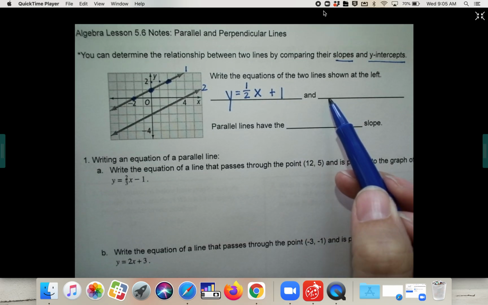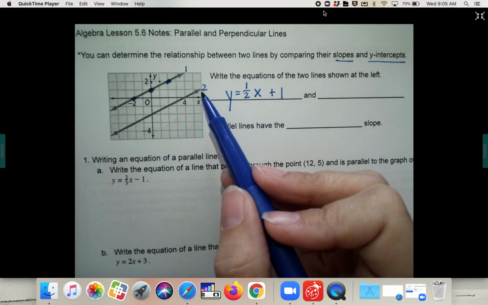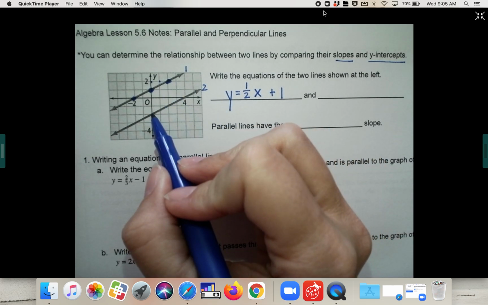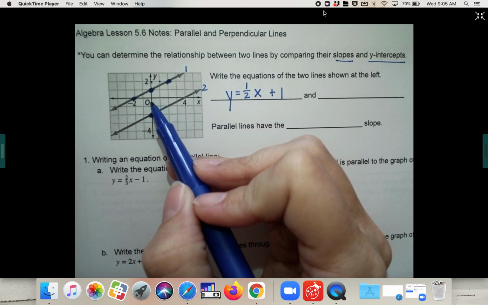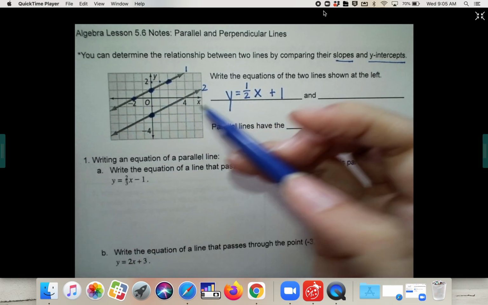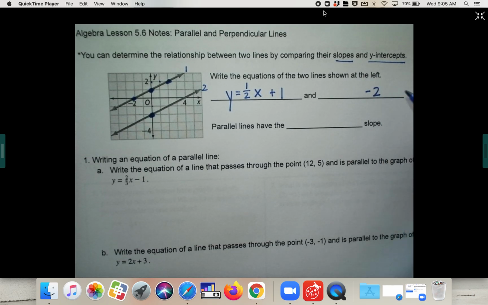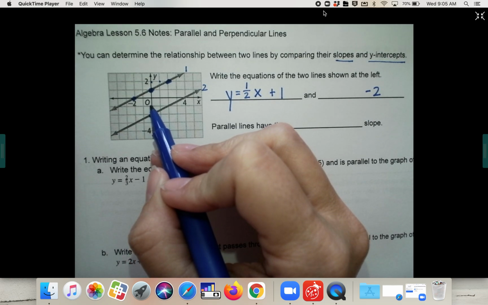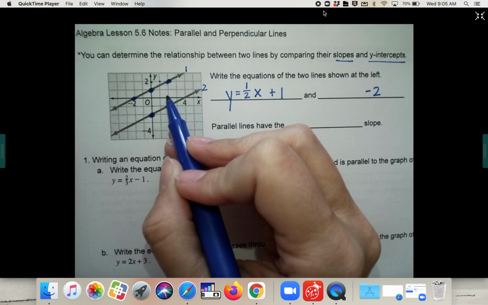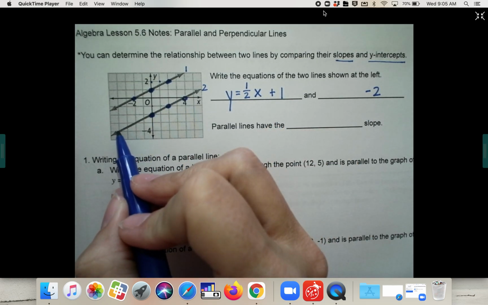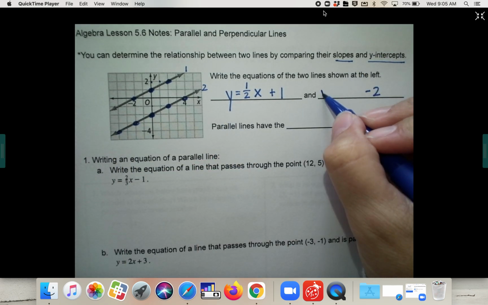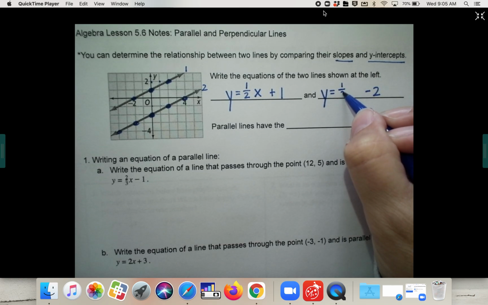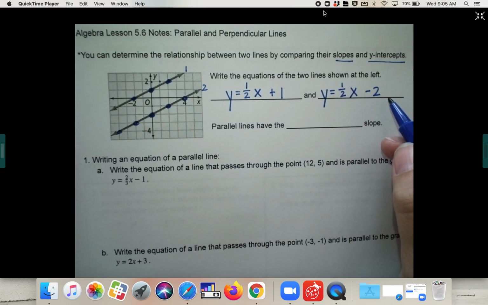Okay, let's look at the slope of our second line, the entire equation. It looks to me like our y-intercept is down 2, so it's going to be -2 on the y-axis, and it looks like it's going up 1 over 2 again. Okay, so up 1 over 2, rise over run, so it'd be y = 1/2 x - 2 because that's the y-intercept, this is the slope.